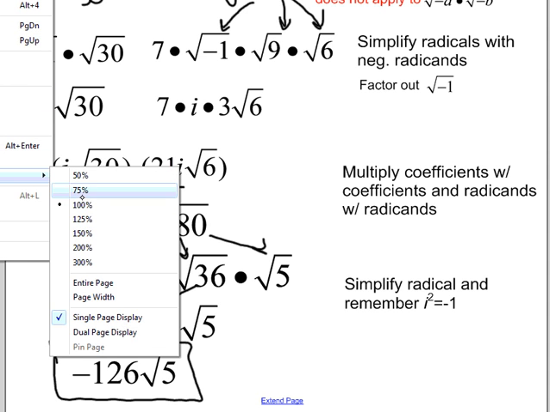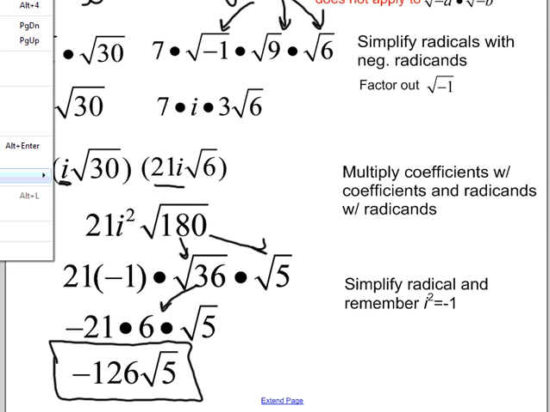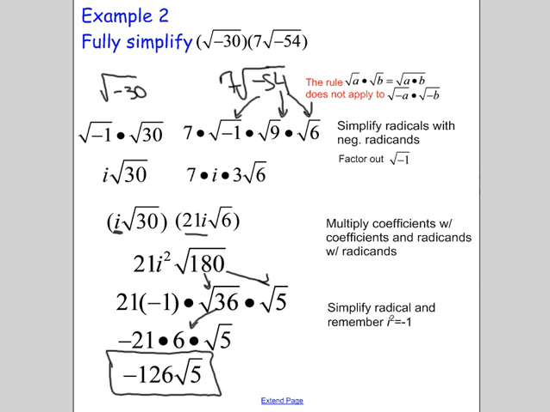Try and zoom out so you can see the whole thing. Is it possible? There it is. All right, so remember, we could not multiply them off the bat because this rule here does not apply when you have negative radicands. You got to get rid of the negative radicand. So that's very important. You can't multiply radicals with negative radicands. You got to simplify them first. So you got to factor out that radical negative 1.